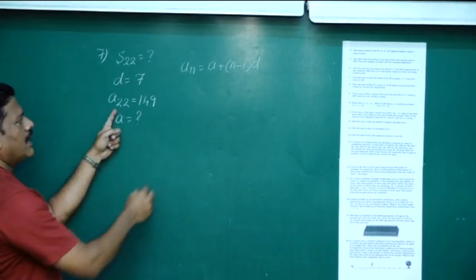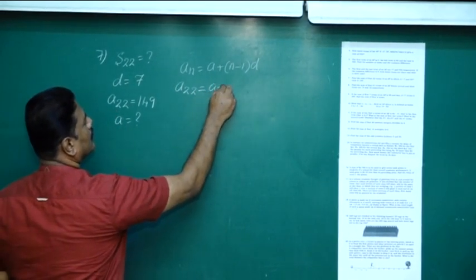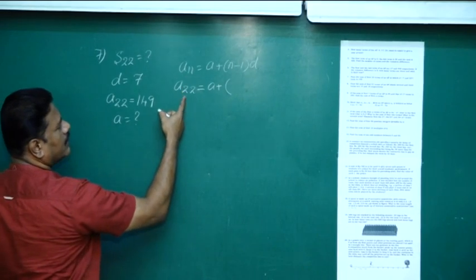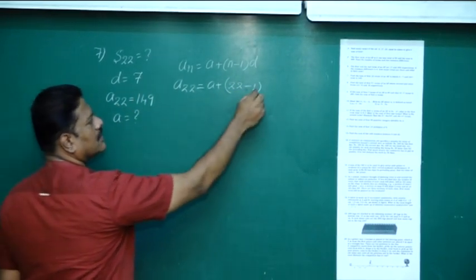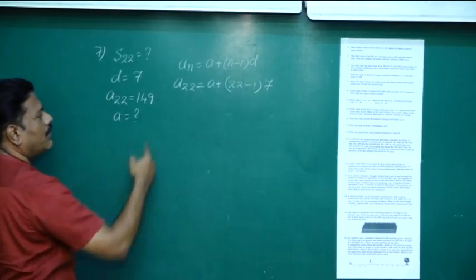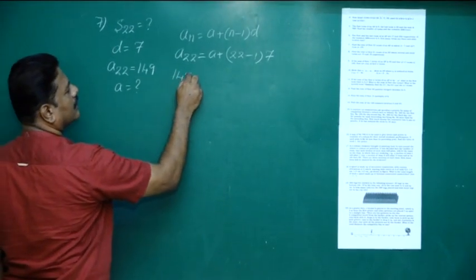You replace this AN by A22. A is not known. N you will come to know here, 22. So 22 minus 1. What is D here? 7. Now you replace this A22 by the given value, that is 149.